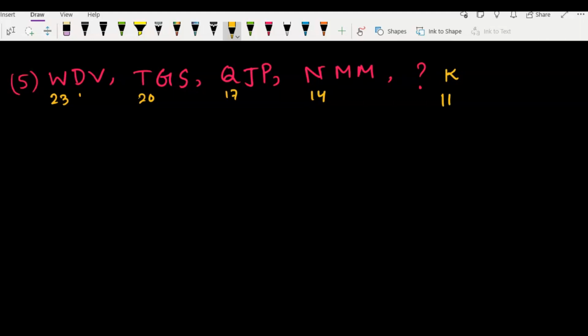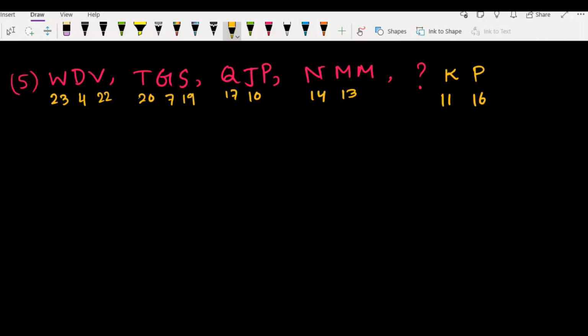Then here is D, D means 4, here is G, 7, this is 10 and M is 13. So here we get plus 3. 4 plus 3 is 7, 7 plus 3 is 10, 10 plus 3 is 13. So 13 plus 3 is 16. 16 means P.